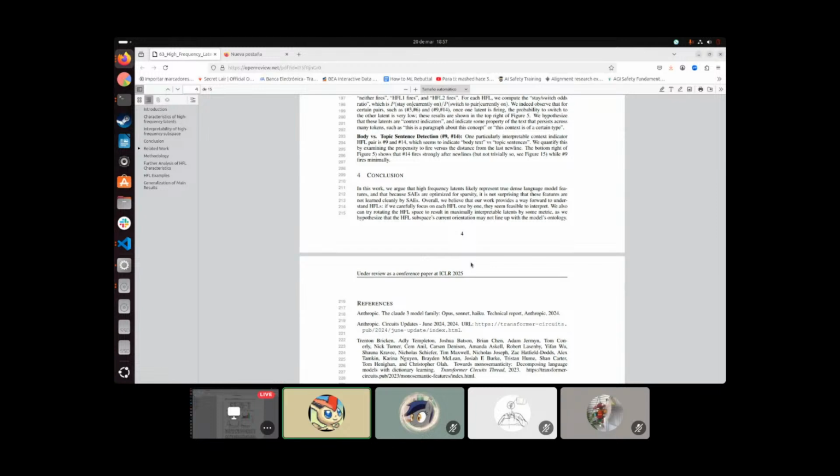Overall, we believe that our work provides a way forward to understand high frequency latents. If we carefully focus on each high frequency latent one by one, they seem feasible to interpret. We also can try rotating the high frequency latent space to result in maximally interpretable latents by some metric, as we hypothesize that the high frequency latent space's current orientation might not line up with the model's ontology. Isn't that what all sparse encoders do? That's kind of what they are trying to do, but I guess they mean some other method.